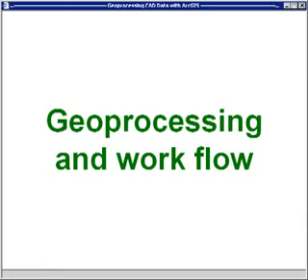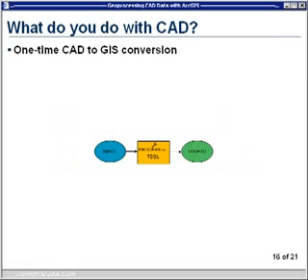So far, we've shown you a number of tools and techniques, one at a time. Let's put it all together in this last section and take a look at a couple of approaches that you could use to automate CAD into GIS, and review some of the things that you need to consider when designing geoprocessing and workflows. Let's go back to the beginning.